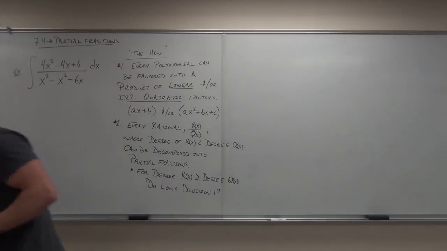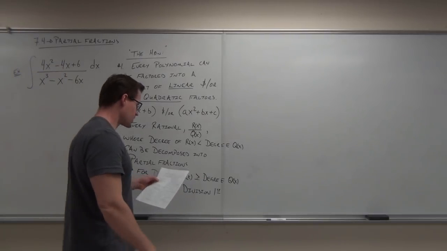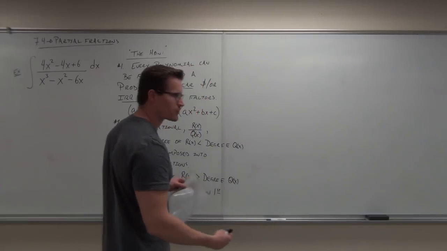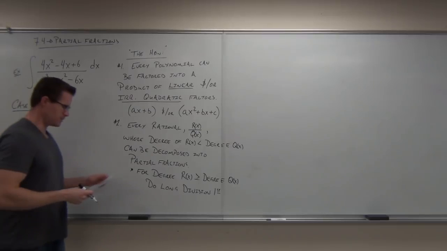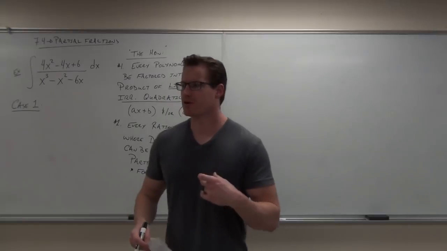There are several cases that we're going to discover happen with these types of fractions. The first case is by far the easiest, and we'll talk about it first, and we'll gradually make it a little bit more difficult and see what happens. So here's Case 1. Case 1 is where we have distinct linear factors.